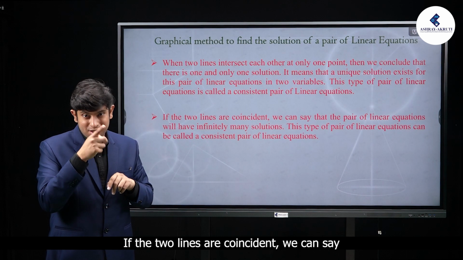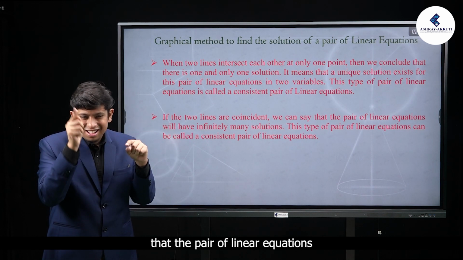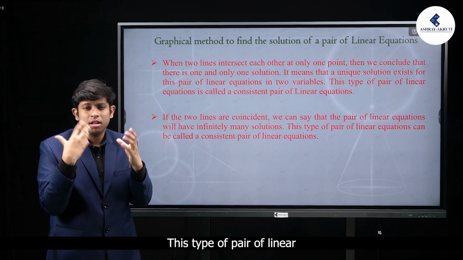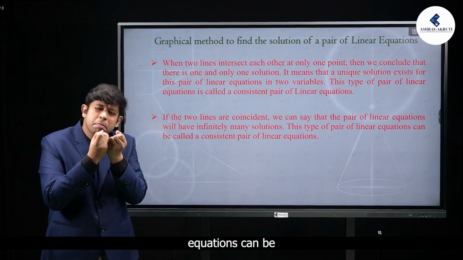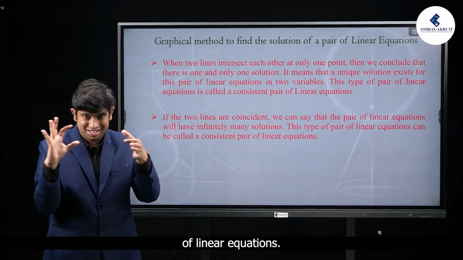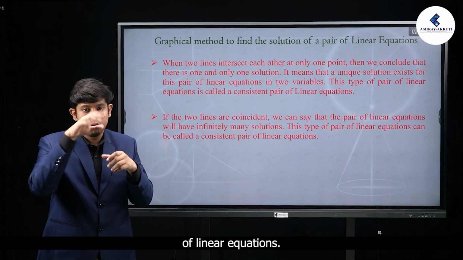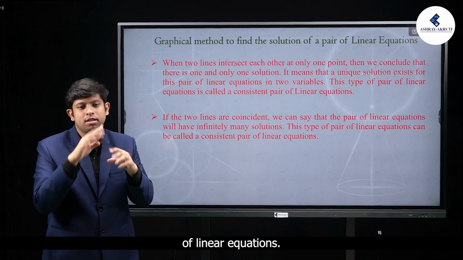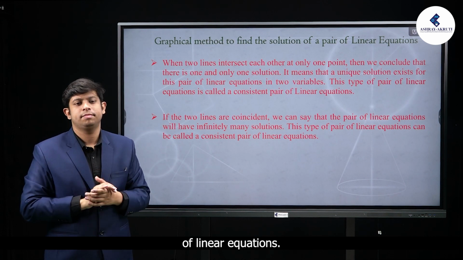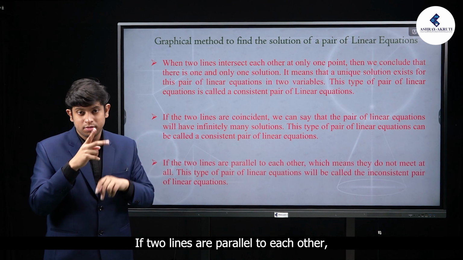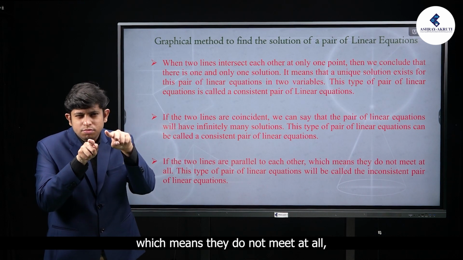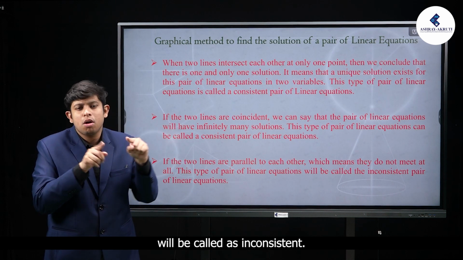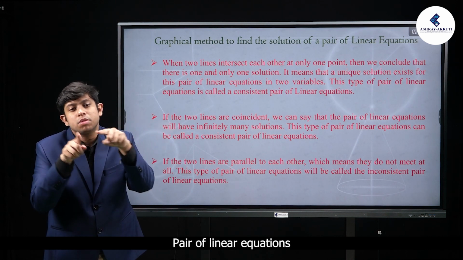If the two lines are coincident, we can say that the pair of linear equations will have infinitely many solutions. This type of pair of linear equations can be called as consistent pair of linear equations. If two lines are parallel to each other, which means they do not meet at all, this type of pair of linear equations will be called as inconsistent pair of linear equations.